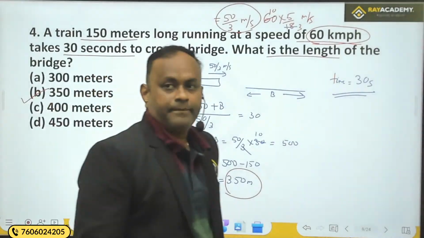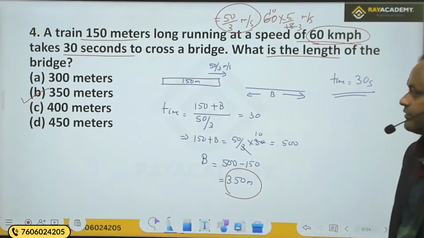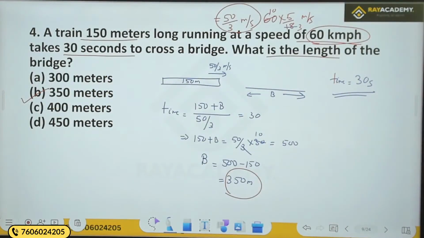So this is another question. A train crossing a bridge. So units you have to take care. If you make a mistake in units, your answer will go wrong. So you have to be very careful in time, speed, distance questions specifically.